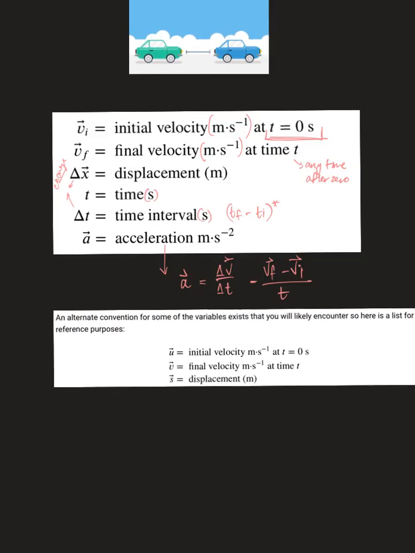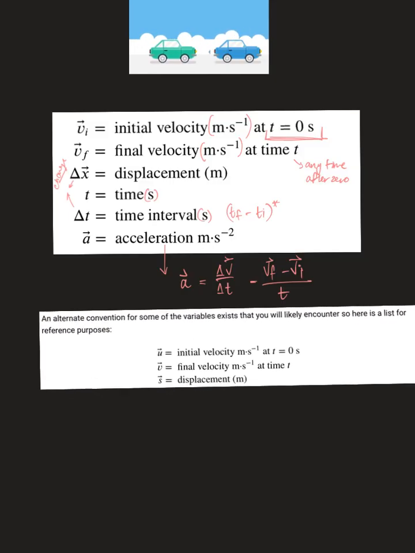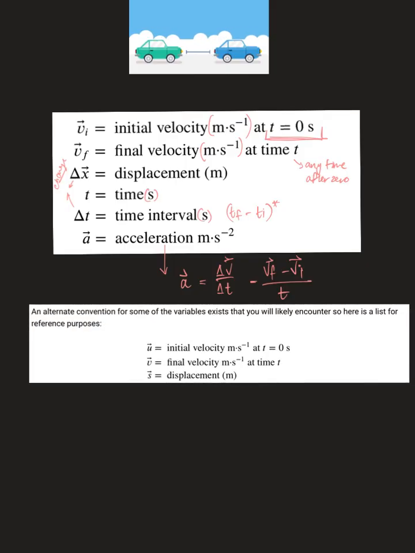I'll just zoom in a little bit. Right? It's the exact same thing. They've just used, instead of using VI, they're using a U. Instead of using VF, they're using a V. And instead of using displacement as delta X, they're going to use S. So it depends what type of textbook you're using. But both of these types of vector variables are relevant for our calculations.